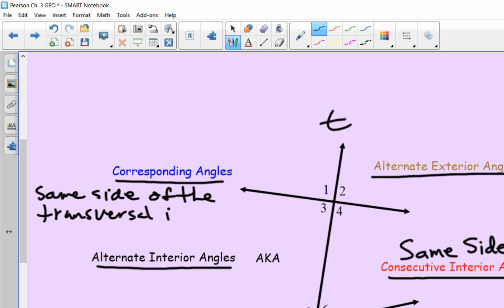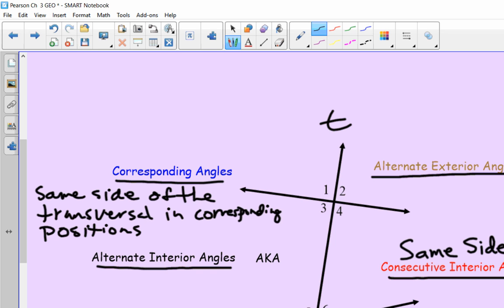In corresponding positions. Okay, so I'm going to do these one at a time so we don't get too messed up here. Okay, same side of the transversal. So the transversal line is kind of an up and down or vertical line. It's not true vertical, but it's up and down.